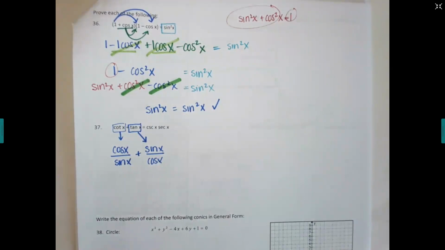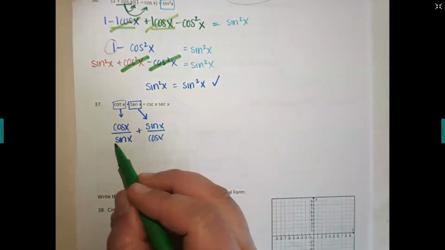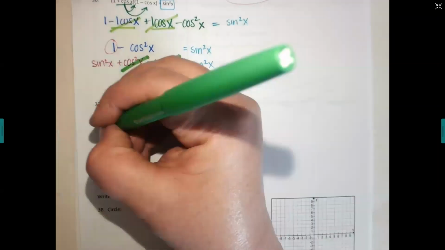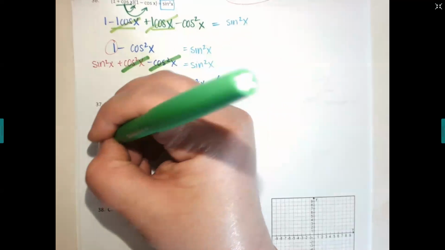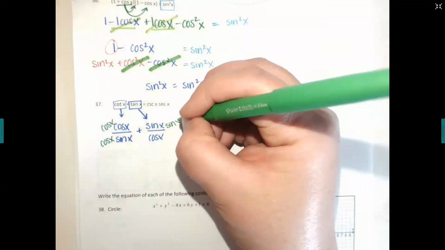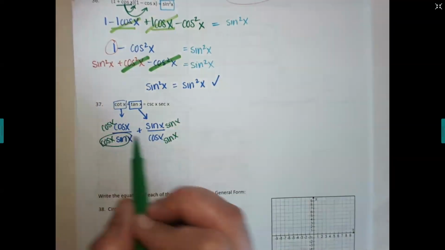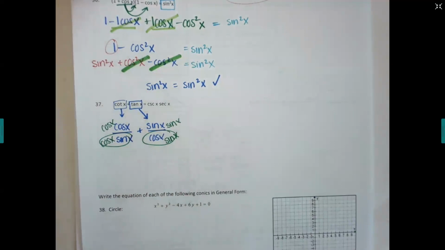Oh, okay. Then from there, we have 2 fractions. The bottoms don't match. Well, then we need to fix it. So this one has a sine. This one has a cosine. Well, then I'll put a cosine here and here. And I'll put a sine here and here. And now I can see both of them have a cosine and a sine.